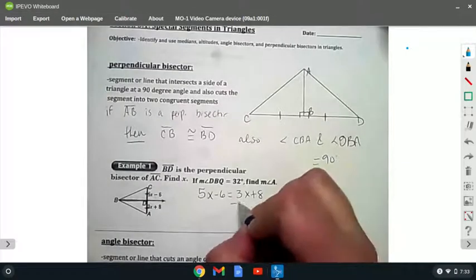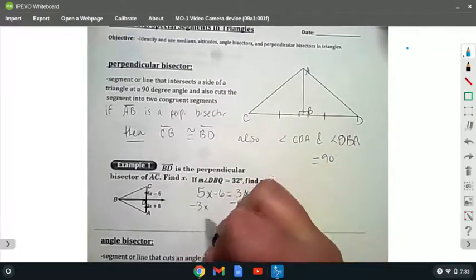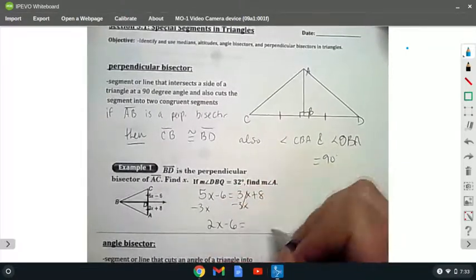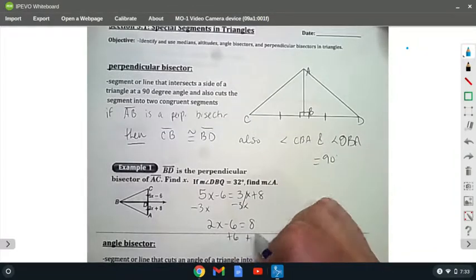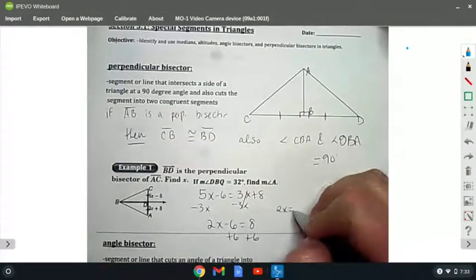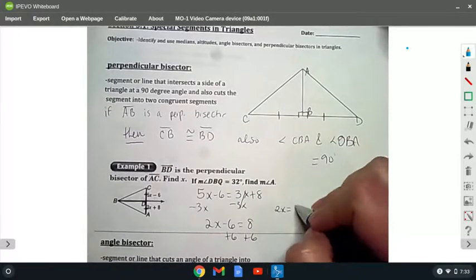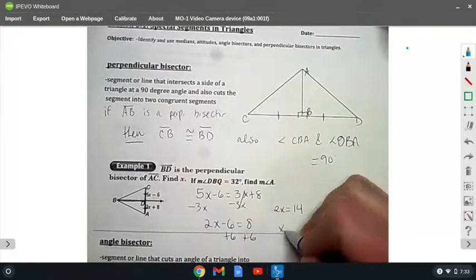So I'm going to subtract 3x from both sides. Get 2x minus 6 equals 8. And then I'm going to add 6. I get 2x equals 14, so x is 7.